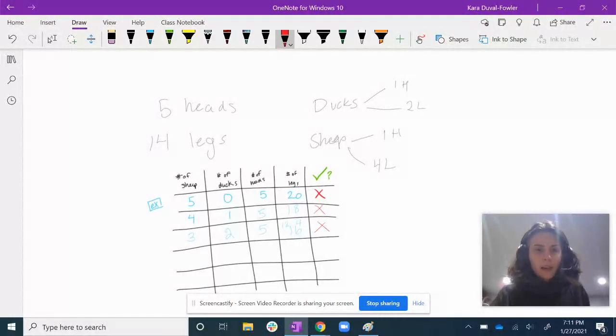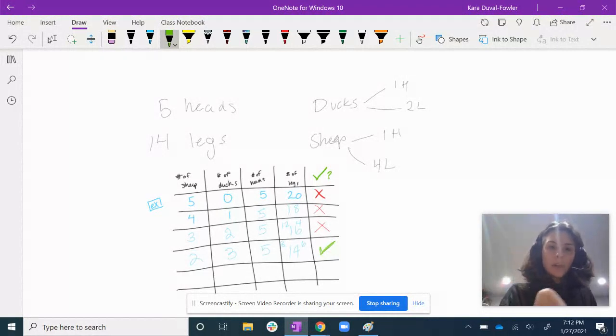So, next, we could have 2 sheep and 3 ducks. That's still 5 total heads. The 2 sheep would have 8 legs total, and the 3 ducks would have 6 legs total, for a total of 14 legs. That's it. So from here, we can figure out that there must be 2 sheep and 3 ducks total. So that's how we can figure this out.